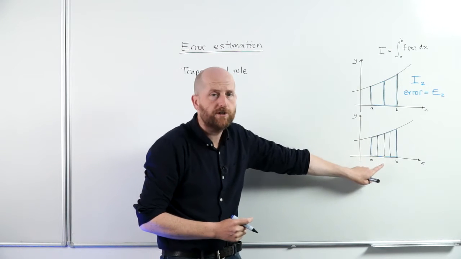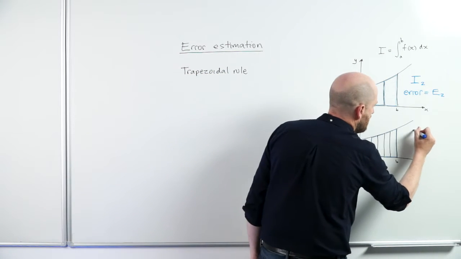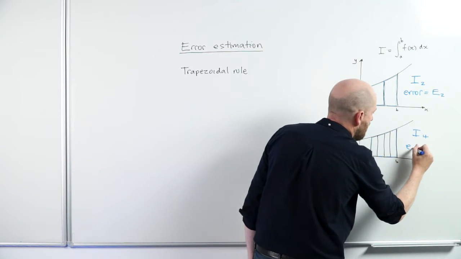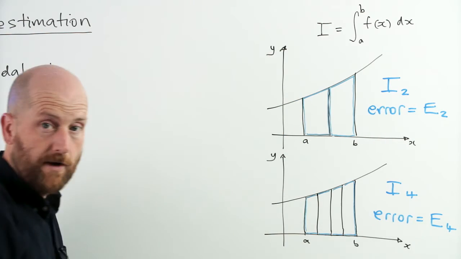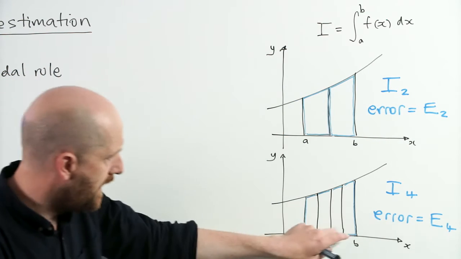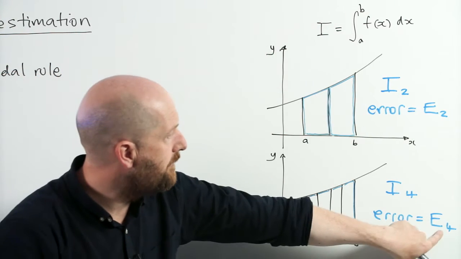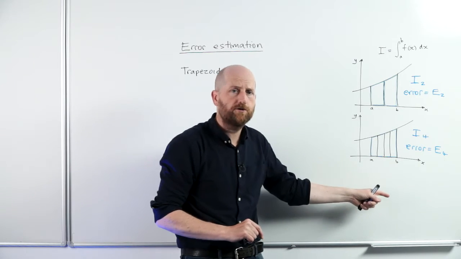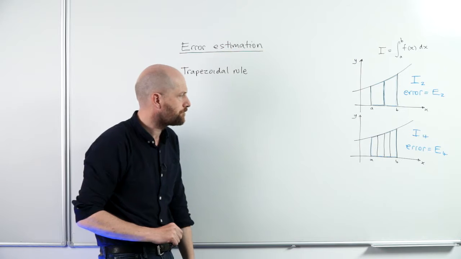I could double the number of strips. I could now use 4 strips. I'd work out this integration, I'd get an I4, and the error would be E4. Now we hope that the error in this case with 4 strips would be less than the error here. So we would hope that E4 is less than E2. And I could keep going. I could double the number of strips again. I get 8 strips, 16 strips, 32 strips, etc.